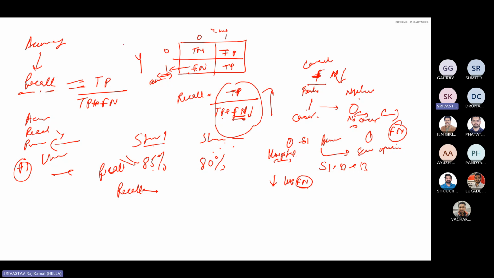Maybe see the recording, in which I mentioned why accuracy could not always be a reliable metric. So this part is clear.